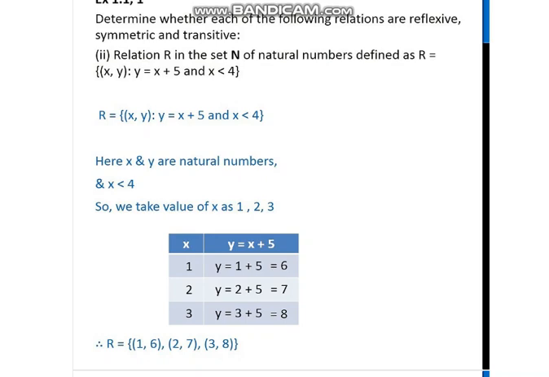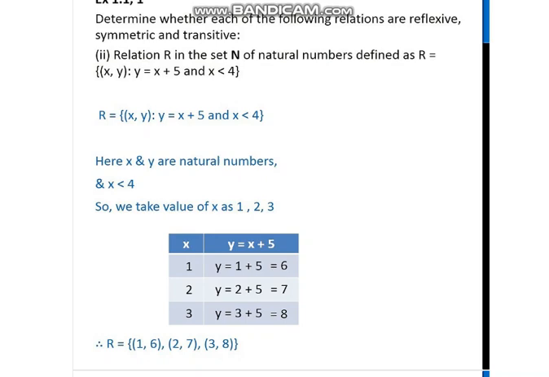So here we can say that x is equal to 1, 2, 3. We can consider x as 1, 2 and 3. So (1,1), (2,2), (3,3) does not belong to R. Therefore R is not reflexive. For symmetry, here (1, 6) belongs to R, but (6, 1) does not belong to R. Therefore it is not symmetric.